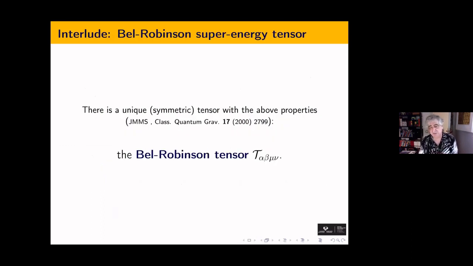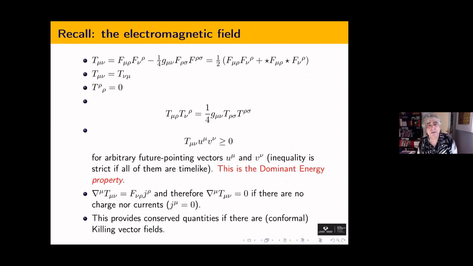This is the Bell-Robinson tensor. So now I'm going to have a brief interlude just to remind people of what the Bell-Robinson tensor is. And for that, I'm using, for inspiration, the electromagnetic field. If F is the Faraday tensor representing the electromagnetic field, the energy momentum tensor of the electromagnetic field is given by that. And this can also be written using duals, Hodge duals, like that. The tensor is symmetric, it is traceless, it satisfies this quadratic important condition, which leads to the famous Rainich condition.